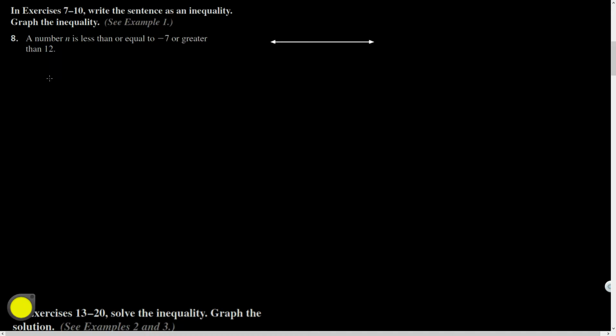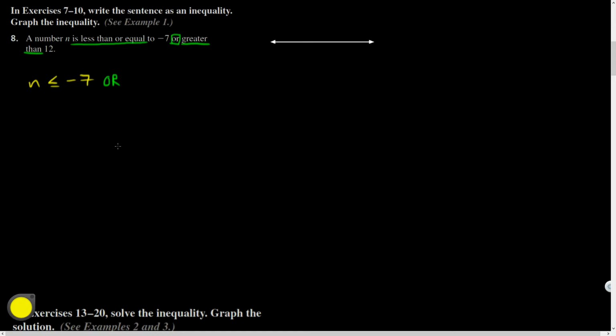All right, here it says for question 8, write the sentence as an inequality and then graph. So it says the number n is less than or equal to something, or greater than another thing. I saw the keyword was or, so I don't need to write it in the and form. I'm going to have an or in the middle here. And a number n, they even told me n, is less than or equal. So here's a less than or equal to sign.